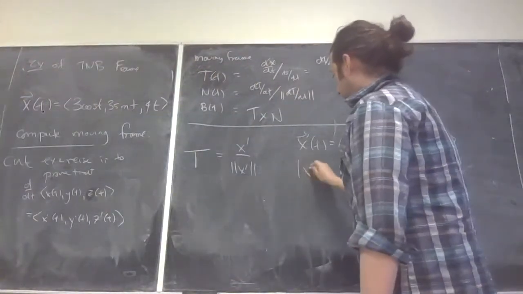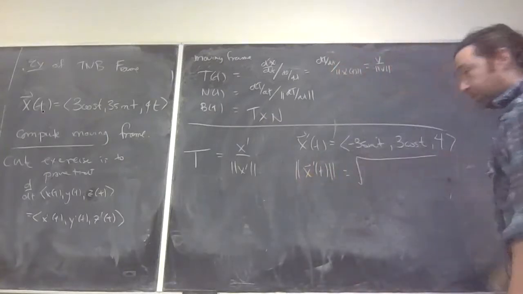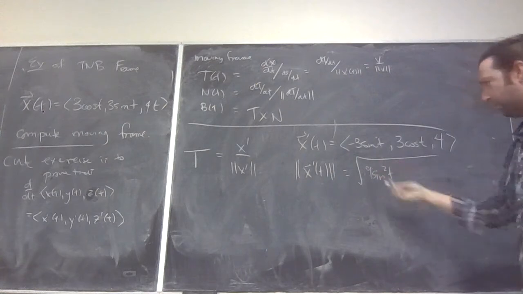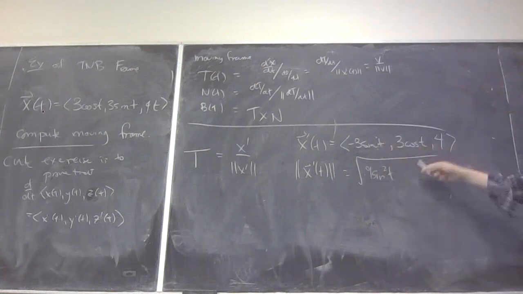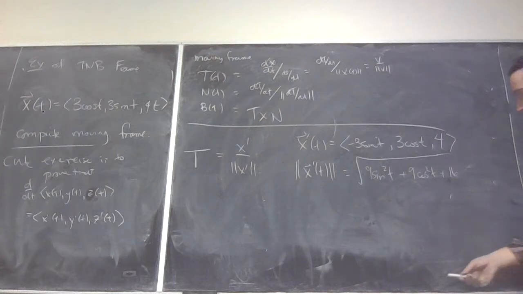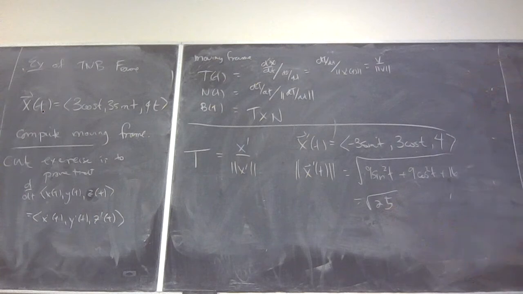What is the length of x prime? So square root of 9 sine squared. Is it okay if I just skip the part where I squared the thing? And then the square of this is 9 cosine squared plus 16. Oh, what happy circumstance. Square root of 25. Why is it square root of 25? Sine squared plus cosine squared is 1. So you can factor out the 9. 9 times 1 is 9. 9 plus 16 is 25. And oh, a 5.